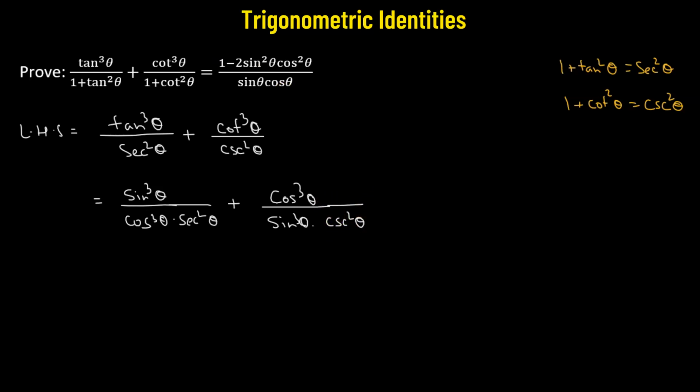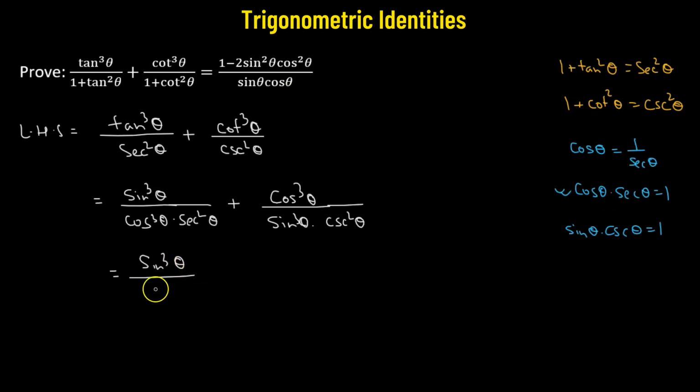Now we know that the secant function is the reciprocal of the cosine function. That means cosine of theta equals 1 over secant of theta. So the product cosine theta times secant of theta will be equal to 1. Similarly, sine and cosecant are reciprocals of each other. So we have sine theta times cosecant of theta with a value of 1. Now if we square this, we'll get cosine squared theta times secant squared theta equals 1. Our denominator of our first term will be cosine theta.